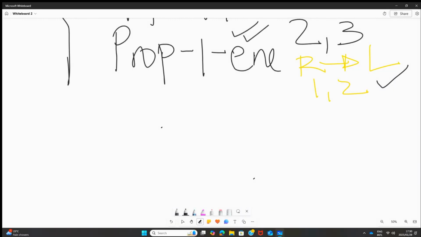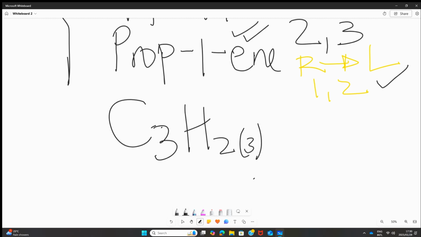Now let's look at the general formula. The general formula would be C3, so we've got C3H2 times 3. So now this means our molecular formula will be C3H6. So prop-1-ene has the formula C3H6.